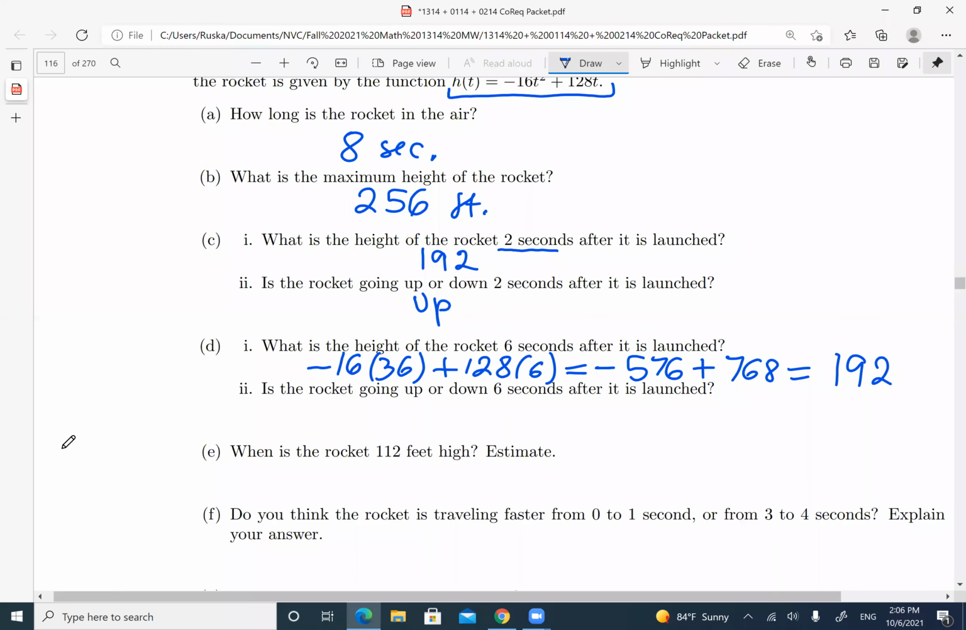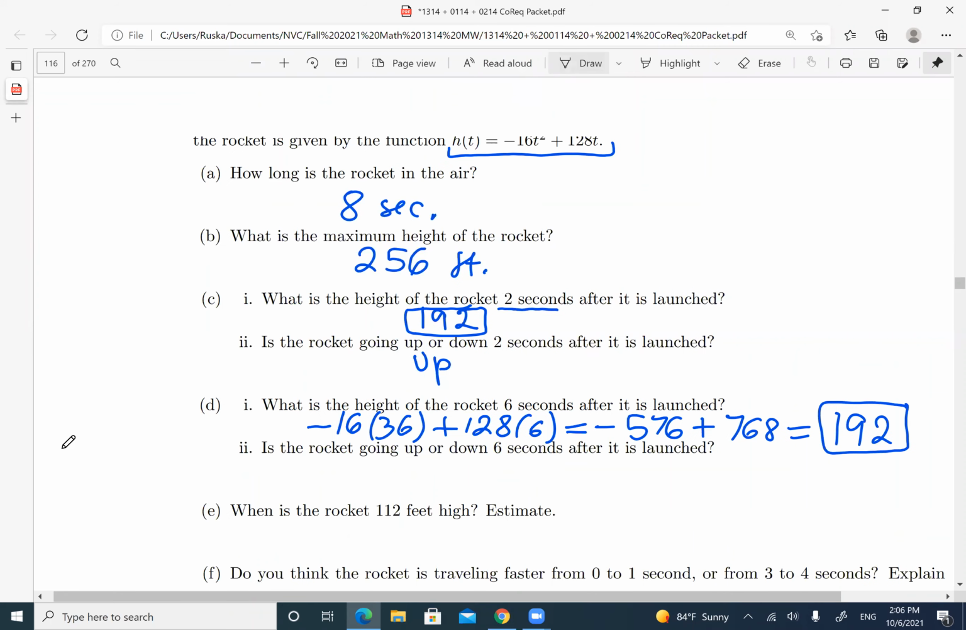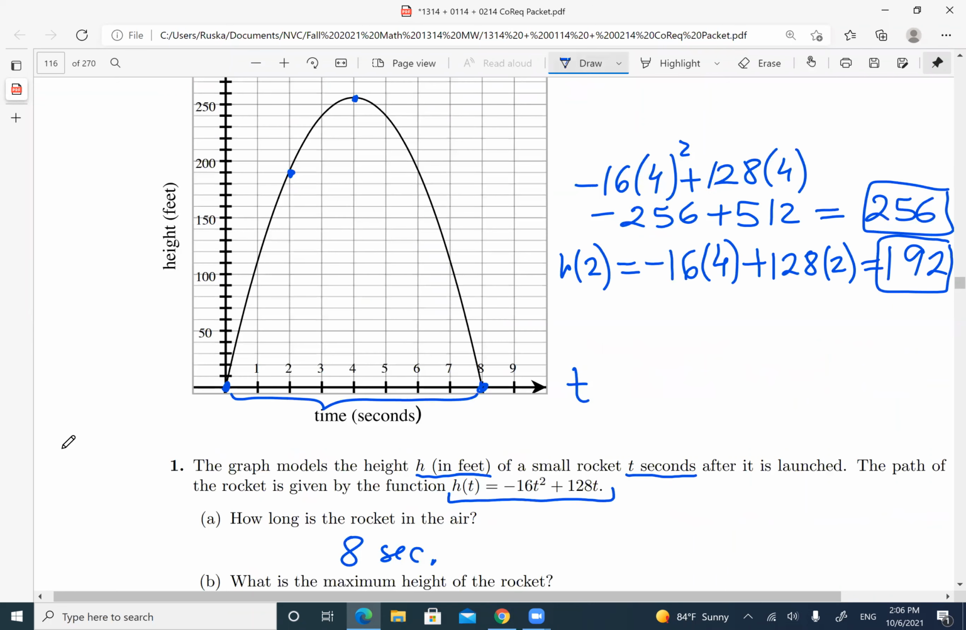So 2 seconds after its launch and 6 seconds after, the rocket is going to have the same height. Why is that? Because those 2 points are symmetrical. So you look at the parabola. See, 2 seconds after and 6 seconds after, they're at the same height. And these 2 points are symmetrical across the axis. This is the axis of symmetry. Remember, we talked about that last time. The axis of symmetry is the line going through the vertex. So they're going to have the same height. Make sense? Everybody see that?